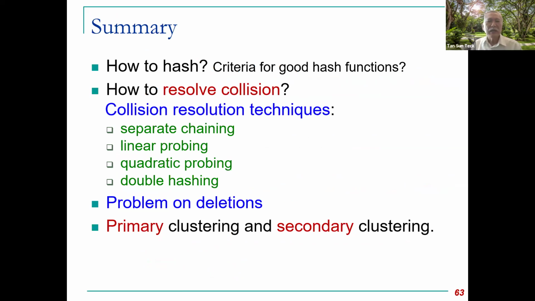Okay, so in summary, in these lectures, we discussed how to hash. We looked at the criteria for a good hash function, and then we looked at how to resolve collisions. Remember again, there are 4 resolution methods: separate chaining, linear probing, quadratic probing, double hashing. And then we looked at the problem of deletion, meaning that we have to do lazy deletion, otherwise we might interpret wrongly when we are searching. And then we talked about how to overcome primary clustering and secondary clustering.